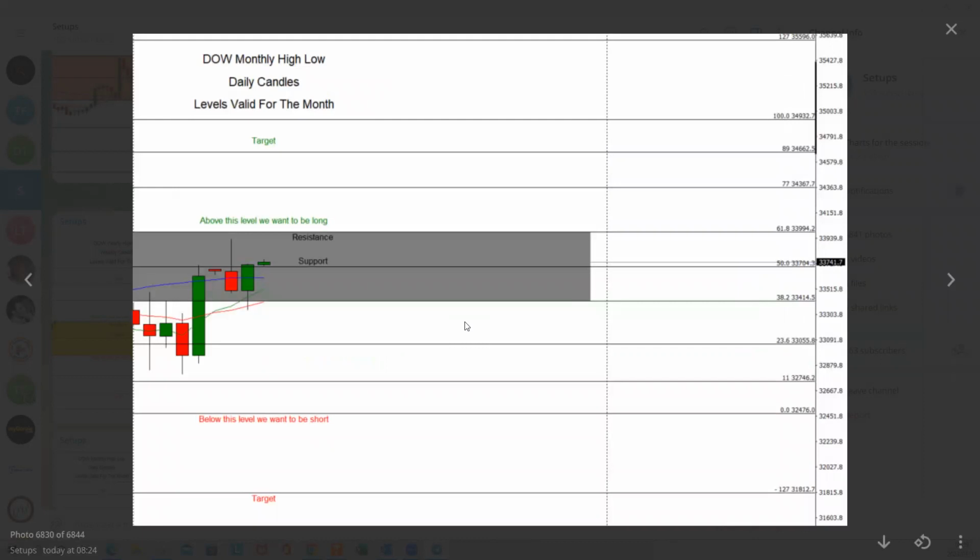On the Dow monthly high low, currently between levels of 50 and 61.8 as support resistance. Looking at moving averages, 8 is above 21. That's indicating trend is up. So we're also looking for a push above the 61.8 to aim for that 89 target.